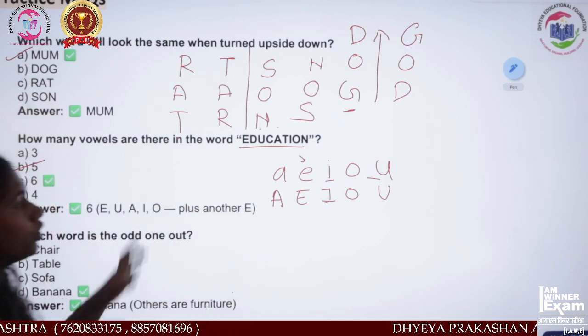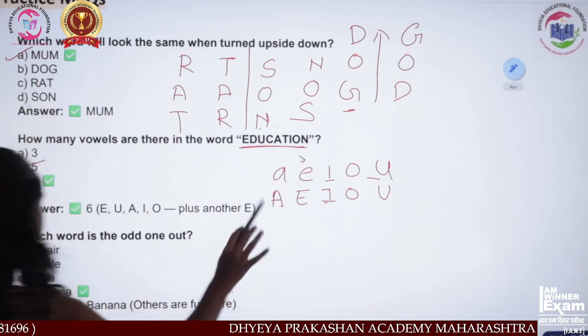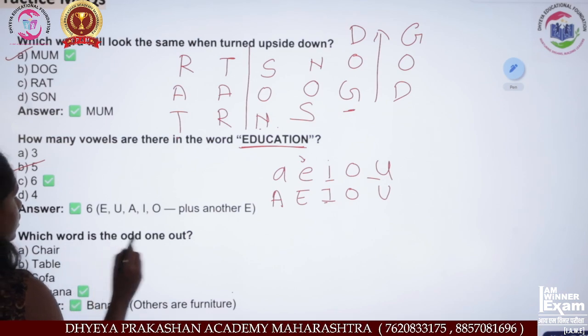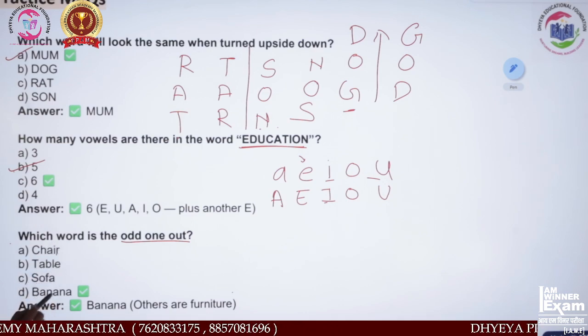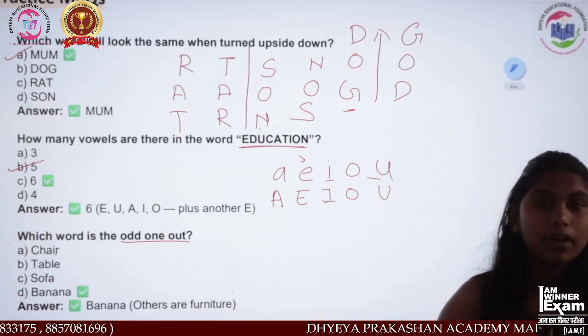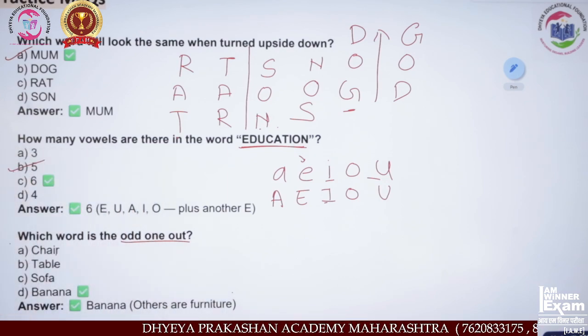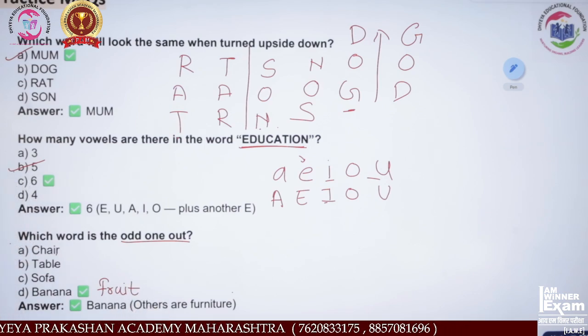But we don't have to take that extra E and all. So just count the number of vowels in this and just tick. Okay. Then next, which word is the odd one out? Now we have to find out the odd one out. That is chair, table, sofa, banana. Now chair, table, sofa are all furniture. But banana, now you can't sit on the banana. Banana is not furniture. Banana is a fruit, right? So the correct option will be option number D, that is banana.